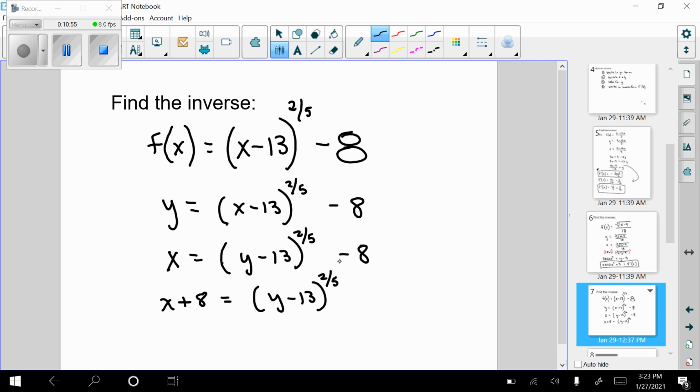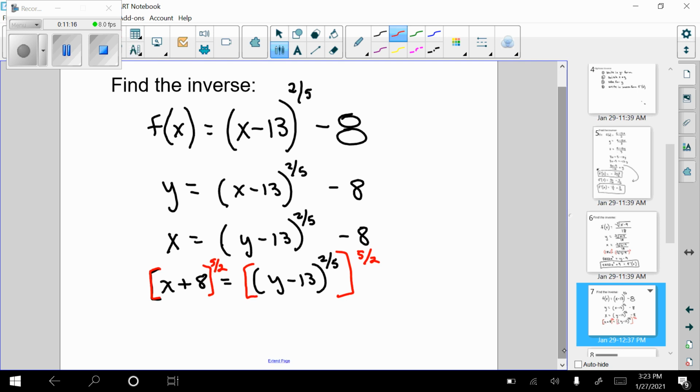And then from our world of algebra, we may or may not remember, but to undo that power of 2/5, we're going to take both sides to the 5/2. So the reciprocal of 2/5 is 5/2. That makes the right side y minus 13 to the first power now.